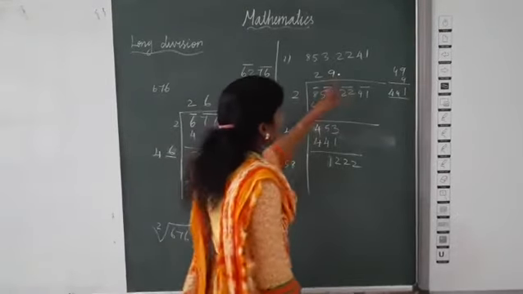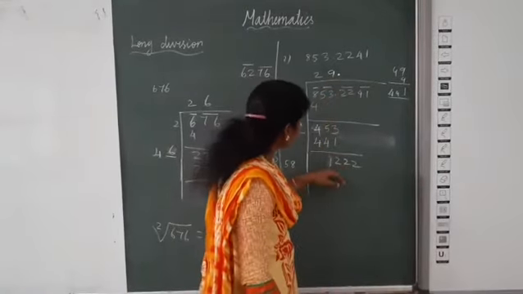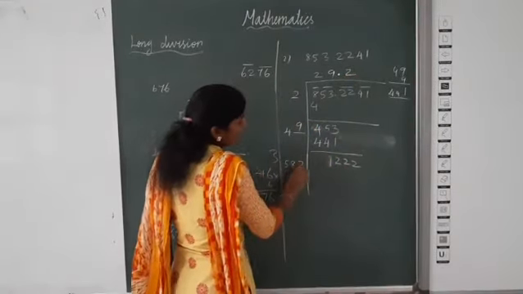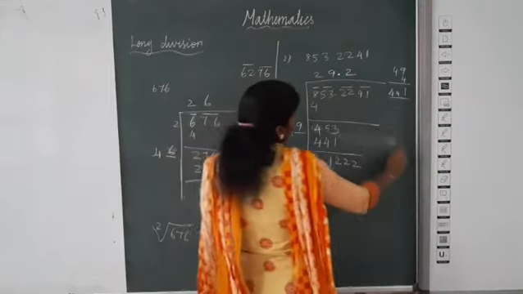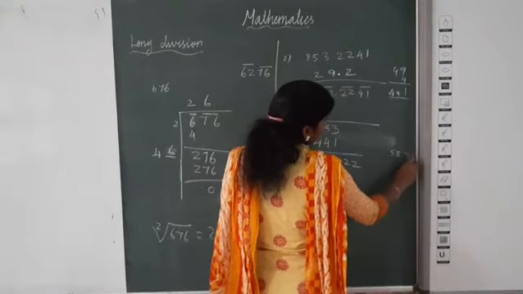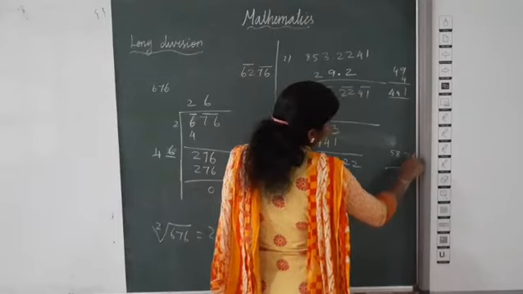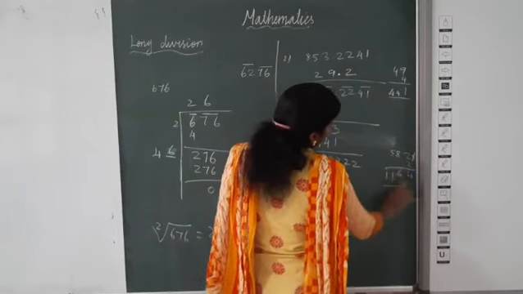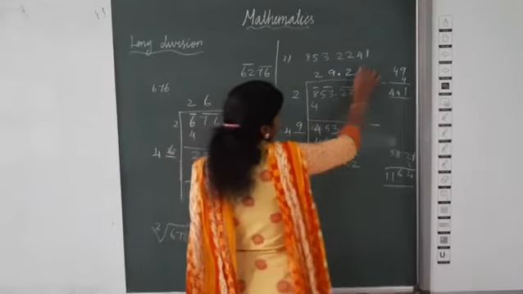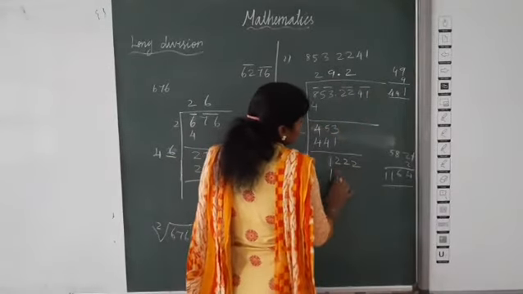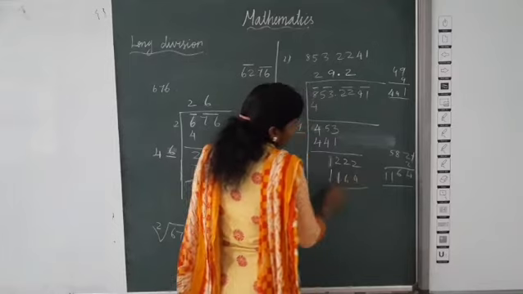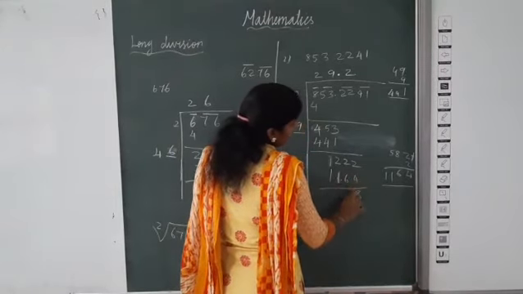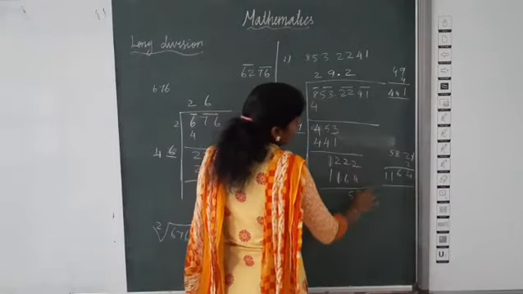Now after the point we have 1222. Suppose we add 2 here, then here also 2. So 582 into 2. 2 2's are 4. 8 2's are 16, 1 balance. 5 2's are 10 plus 1. 1164, isn't it? 2 times 1164. Now subtract it. 12 minus 8 is 4. 11 minus 6 is 5. 58. Next two digits we can bring down.